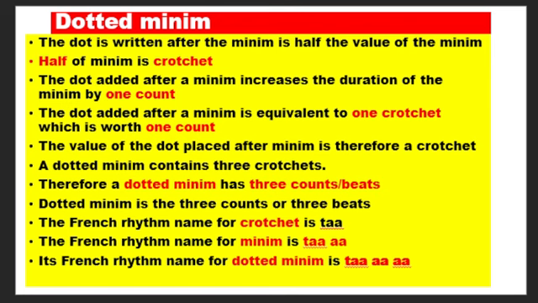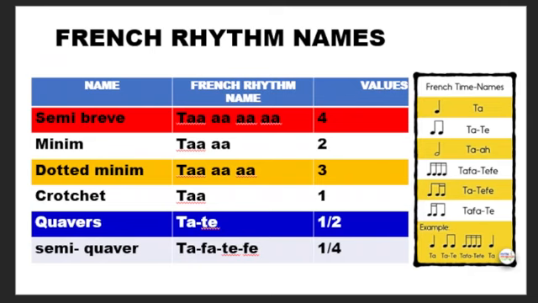So the French rhythm of the dotted minim is 1, 2, 3: ta. That's the 3 beats. The French rhythm of the minim, as I conclude on the French rhythm, is ta. The dotted minim, ta. The semibreve, ta. That's the French rhythm of those notes.